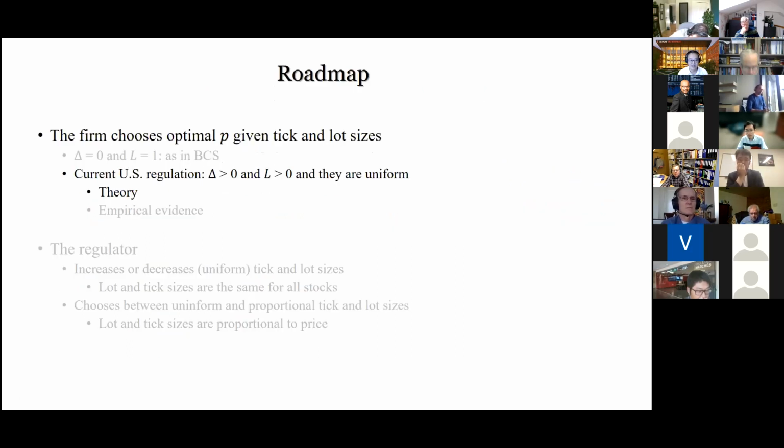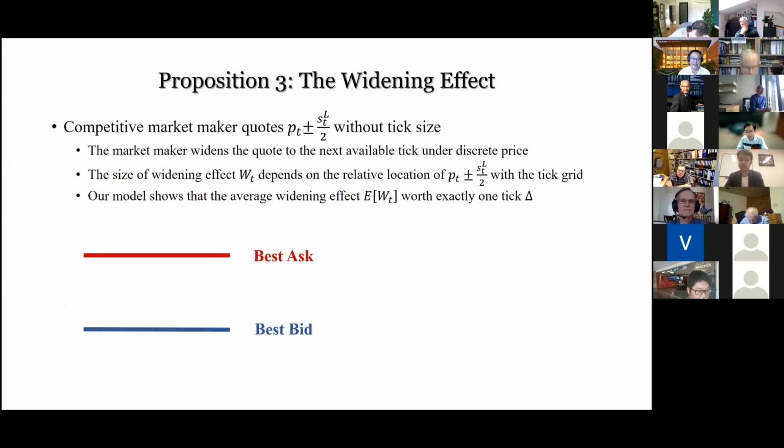Okay, so now let's have a more realistic case. By the way, any question? Okay, if there's no question, I will go to a more realistic case. So let's first talk about the US regime and later talk about the European regime. So let's impose a discrete price. So what does a discrete price mean?